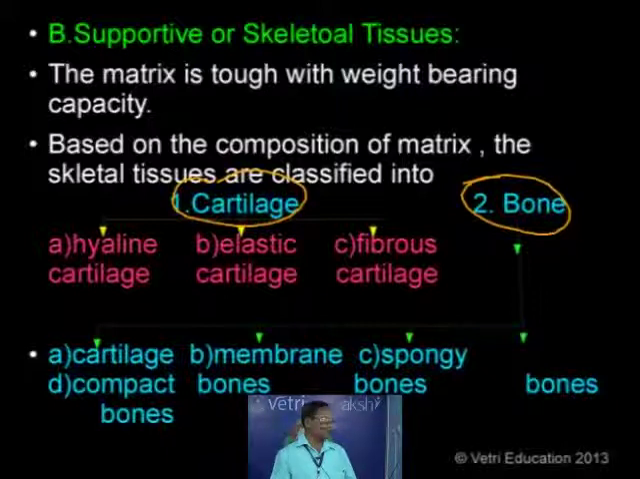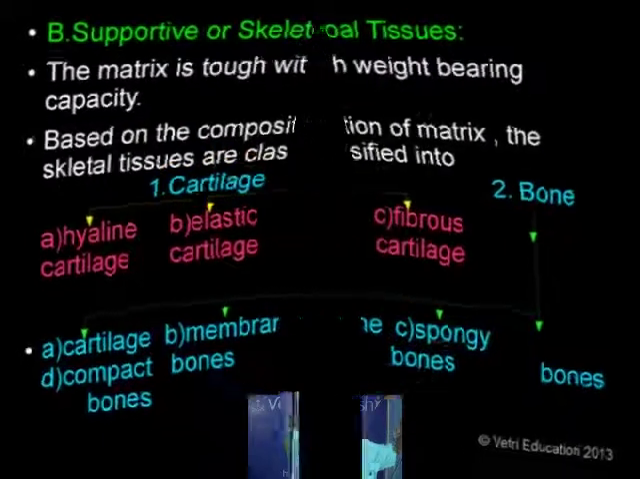Based on the origin, or based on the development, we have different types of bones: the cartilage bones, the membranous bones, spongy bones, and then compact bones. We'll cover this one by one later. Now let us look into the first type, the cartilage bones.